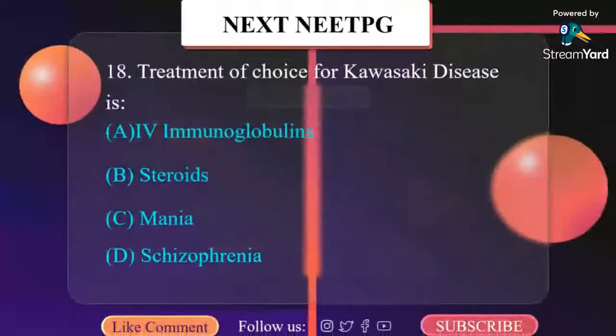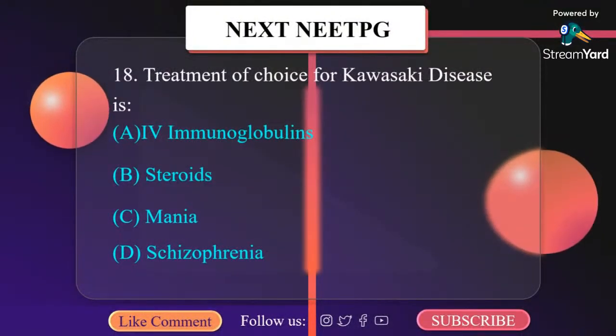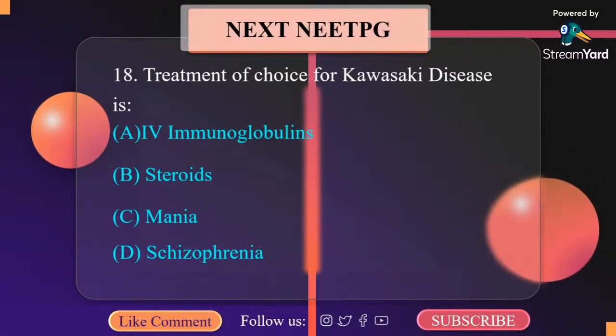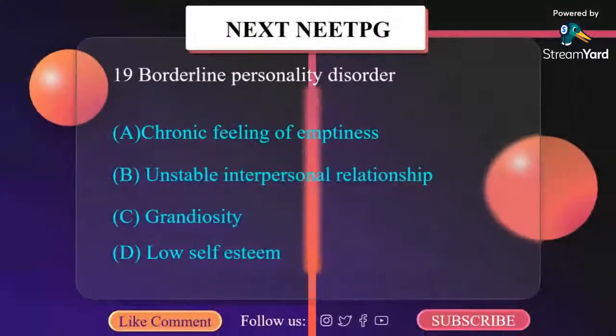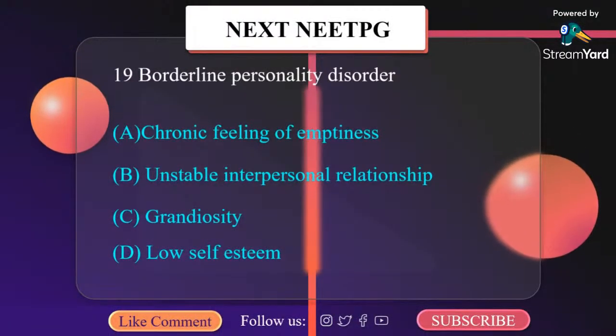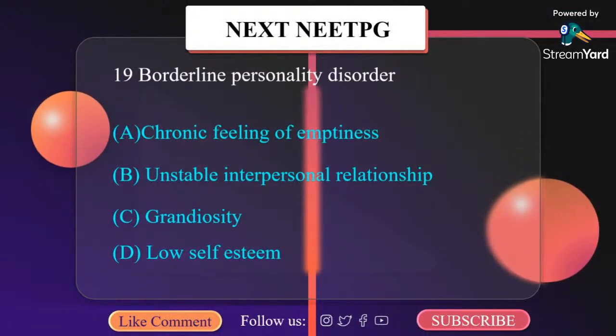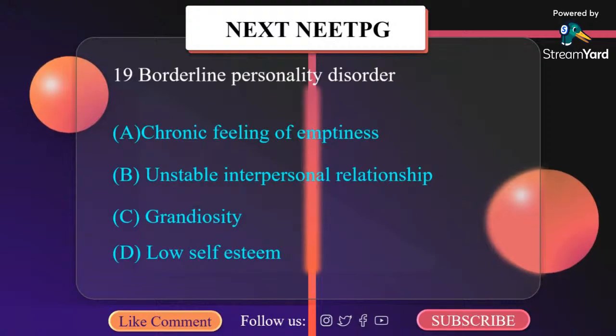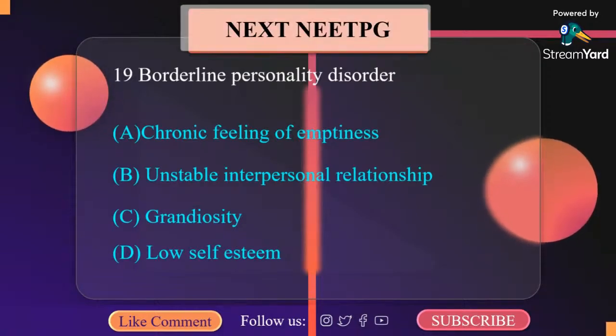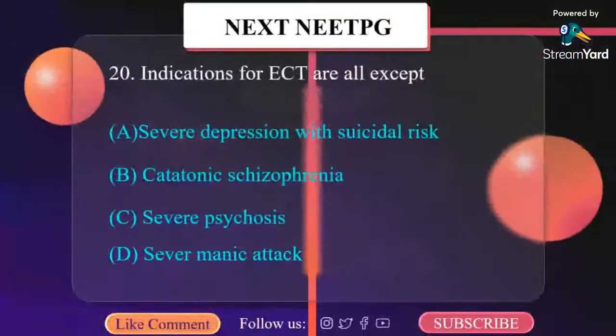Sacral sparing. Treatment of choice of Kawasaki disease, we all know, is IV immunoglobulin. Borderline personality disorder is A. Chronic feeling of emptiness. B. Unstable interpersonal relationship. C. Grandiosity. D. Lower self-esteem. It is unstable interpersonal relationship.